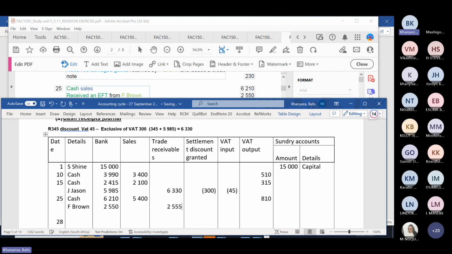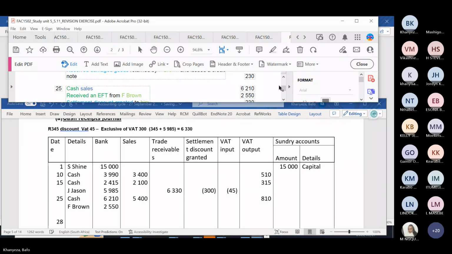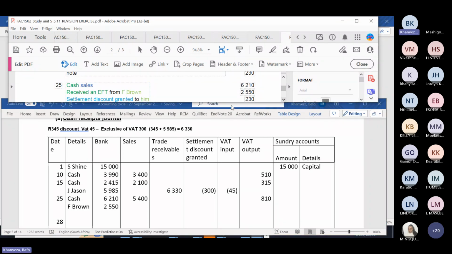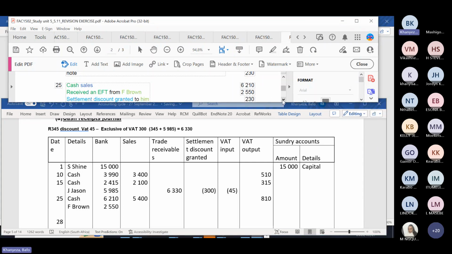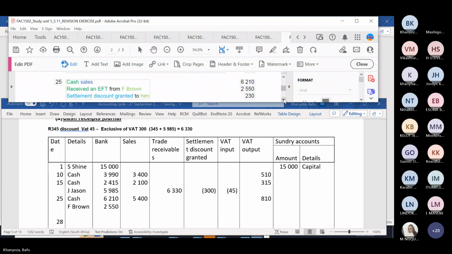It's a trade receivable, but because F Brown received a discount of 208. So here is the discount, the discount of F Brown. It's 208.